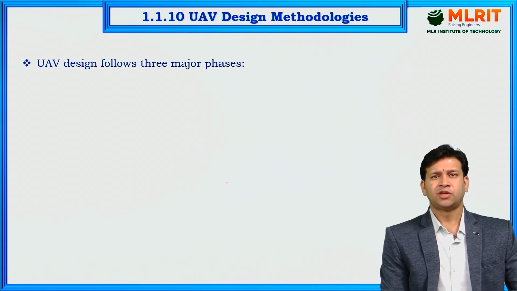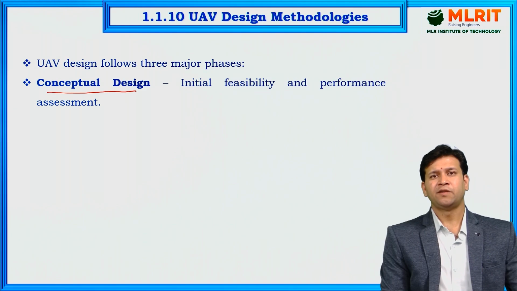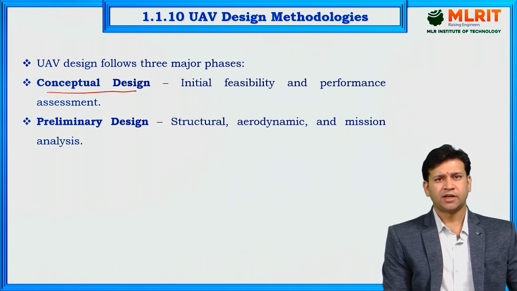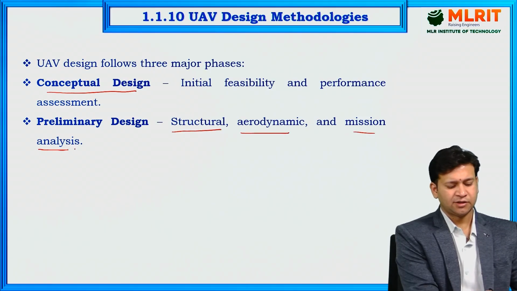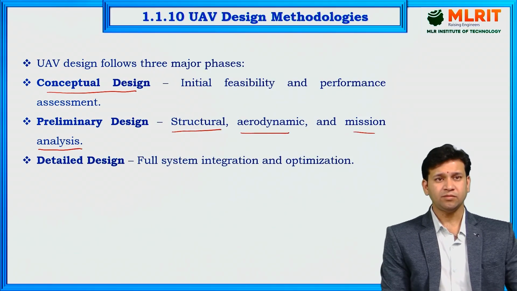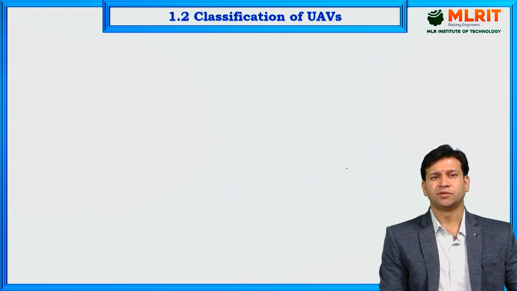UAV design follows 3 major phases: conceptual design, which is an initial feasibility and performance assessment; preliminary design, where structural, aerodynamic, and mission analysis is performed; detailed design is full system integration and optimization.